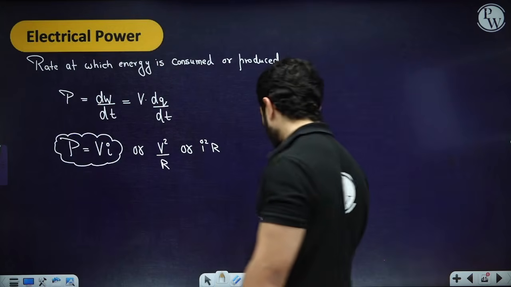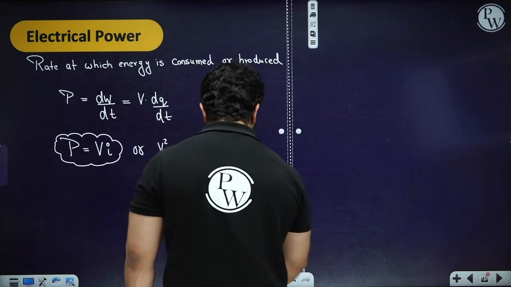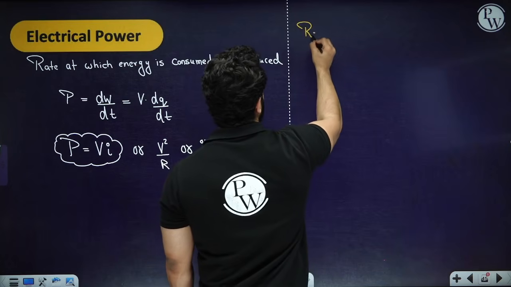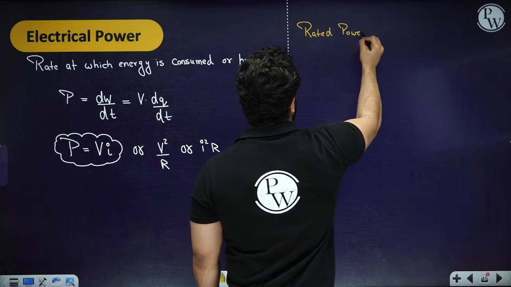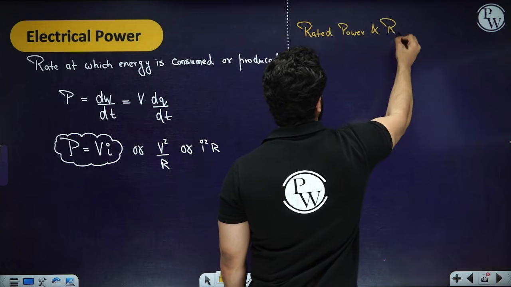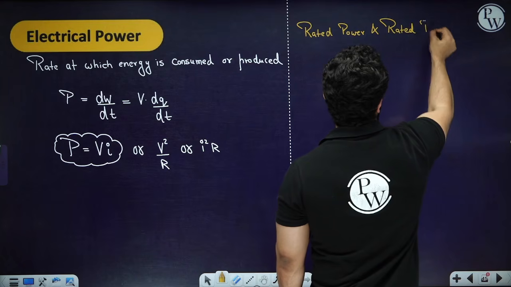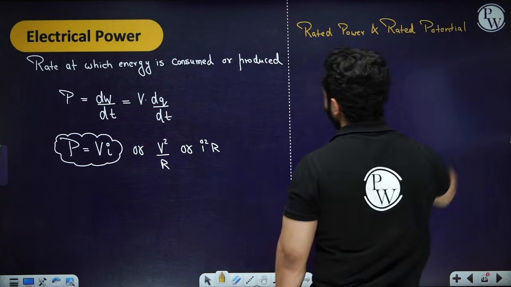These are all different sets of formulas just for power. Now why do we use these formulas? Where do we use them? A very important thing is something called rated power and rated potential. There is also something called rated current, but usually we are going to see rated power and rated potential. Now the concept is very simple.